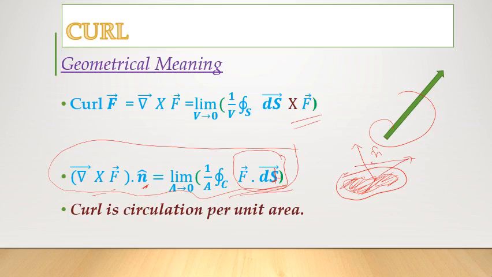Therefore, this quantity is called circulation. Therefore, curl is a measure of circulation per unit area. This is the geometrical definition. Curl is the circulation per unit area.